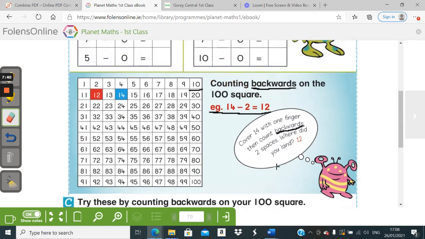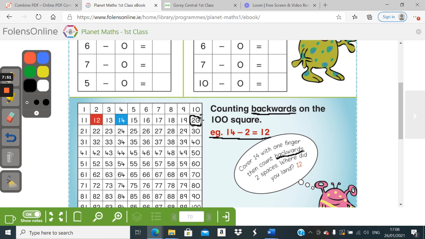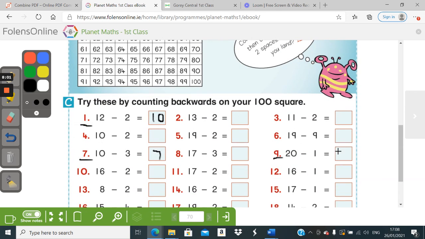Number 9 is 20 take away 1. So there's our 20. Ooh, still on the eraser. There's our 20, and we're only going to subtract 1. When we subtract 0, we stay the same, but this time we're subtracting 1. We're taking away 1. So it's 1 jump from right to left, to the left there. We end up on 19.